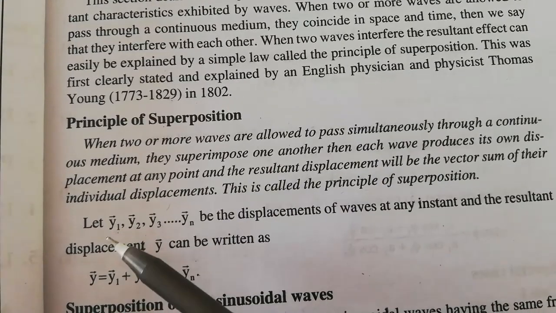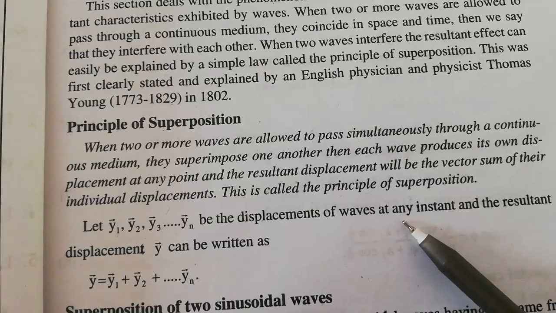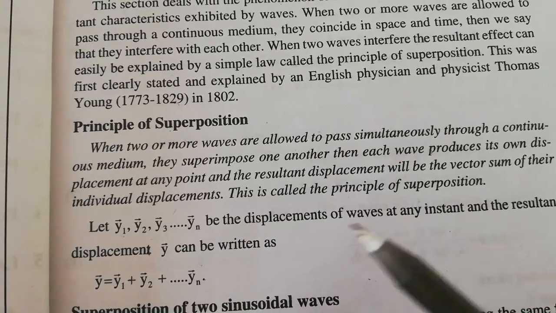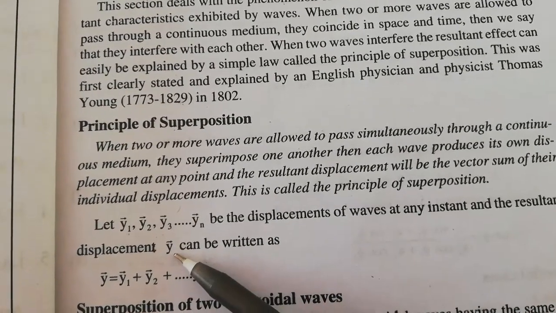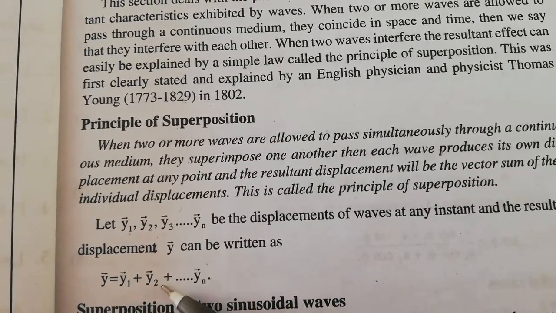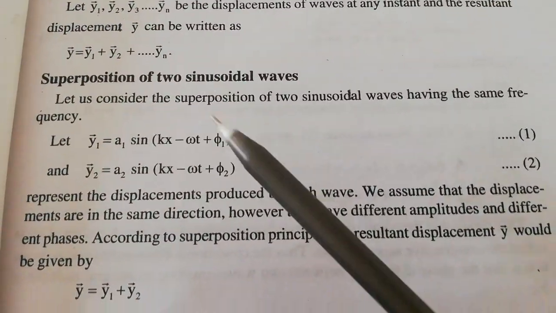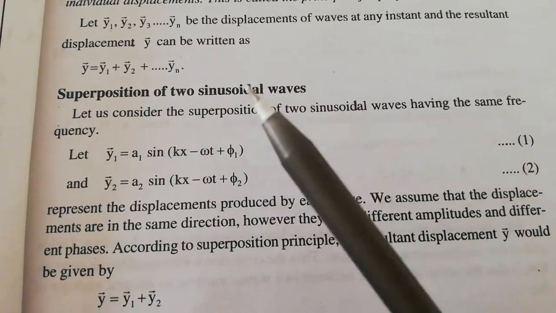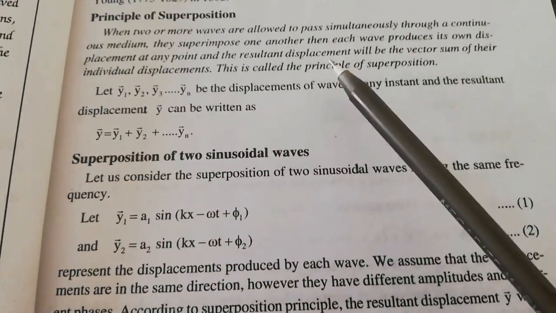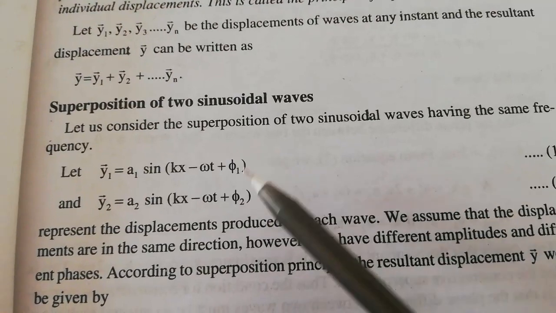Now consider y1, y2, y3, etc. up to yn as the displacements of the waves at any instant, and y is the resultant displacement. Then y can be represented as y1 plus y2 plus etc. up to yn. Now we can prove the superposition of two sinusoidal waves, the law or principle which we have explained in the previous time.